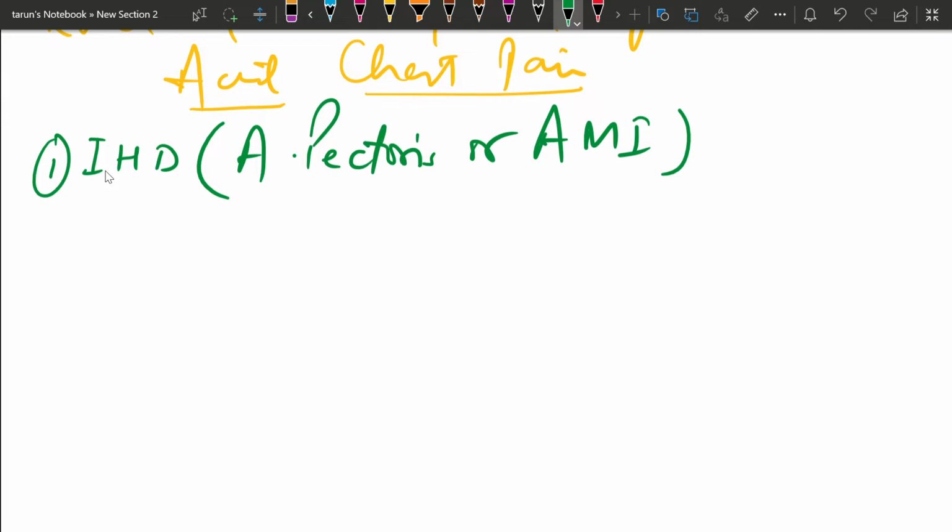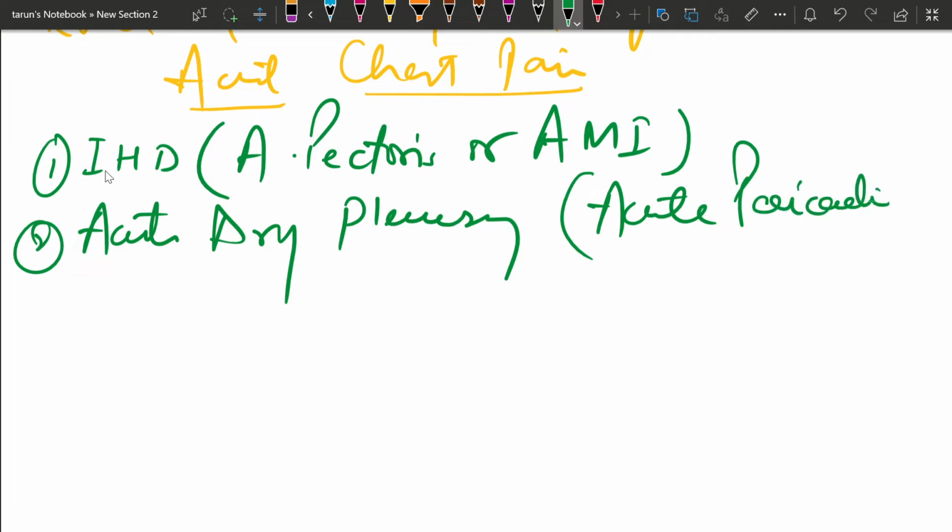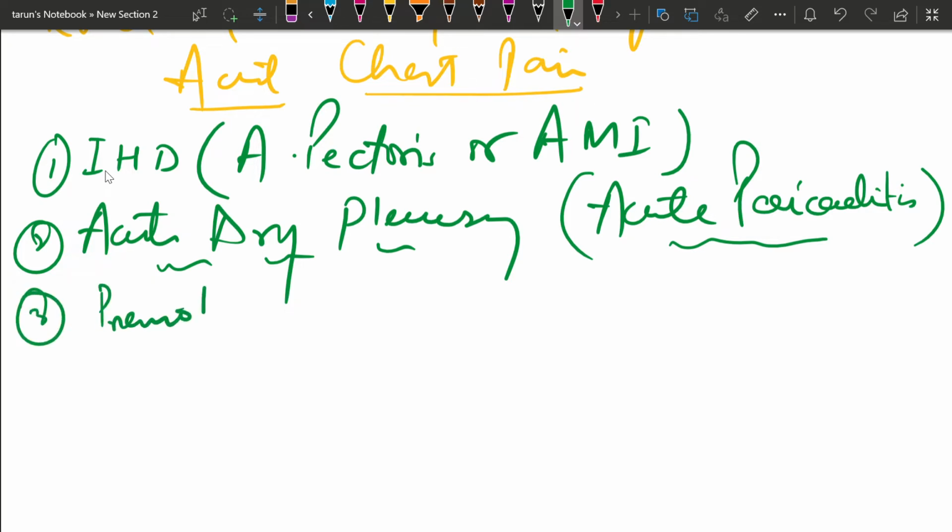Other causes could be acute dry pleurisy, which can cause acute chest pain and can be seen in acute pericarditis, that is acute inflammation of the pericardium. Then pneumothorax and trauma to the chest can also cause acute chest pain.